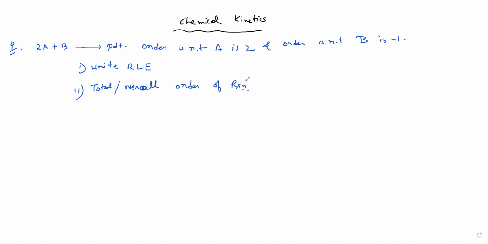Okay, this one. Now, how can you solve this one? Rate law expression, how can you write? Rate equals k, the rate constant, times A squared, since the order with respect to A is 2, times B to the power -1. That is the first question. Now, what is the total or overall order? Overall order is 2 minus 1 equals 1.